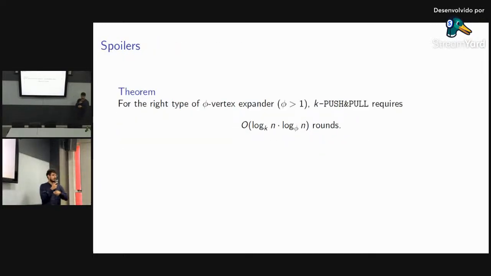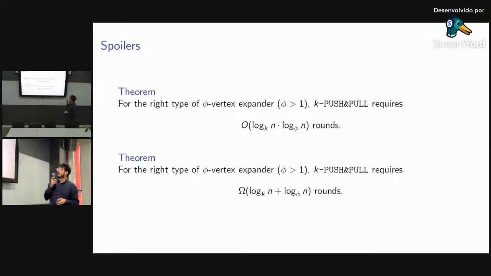So basically what we define here is a new class of graphs, which is interesting, at least for this problem. We believe it can be interesting also for others, which we call phi vertex expanders for phi bigger than 1. So we have a way of defining that. I will go to it later. And what we prove is that this k push and pull protocol requires a time which is log n over log k times log n over log phi. So as in the clique, if k is a polynomial and phi is also a polynomial, which is allowed because it's bigger than 1 at this time, the time will go down to a constant with the same trick as before. And we also have a lower bound, which doesn't match, so there is room for improvement in this analysis. The lower bound is just the sum of log n base k and log n base phi.